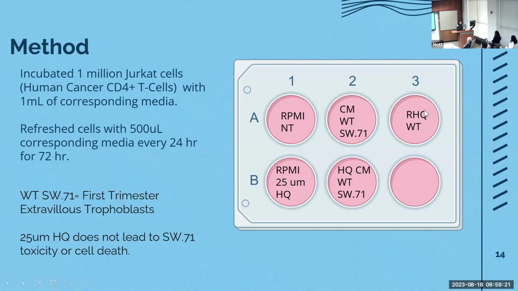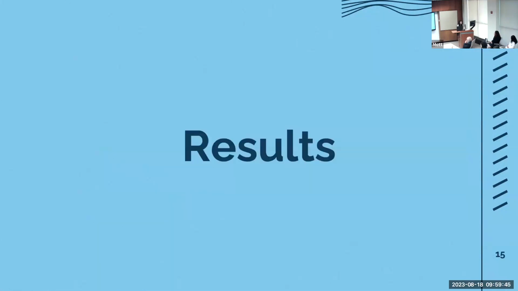And then we had another group called RHQ wild-type, which are SWAN71 cells that are exposed to hydroquinone for 24 hours and then are refreshed with clean media, which just means that the media doesn't contain any actual hydroquinone, but there are still signals from hydroquinone-derived trophoblasts. Also, a note that 25 micromolar of hydroquinone does not lead to SWAN71 cell toxicity or cell death. So these are the actual results that we found.